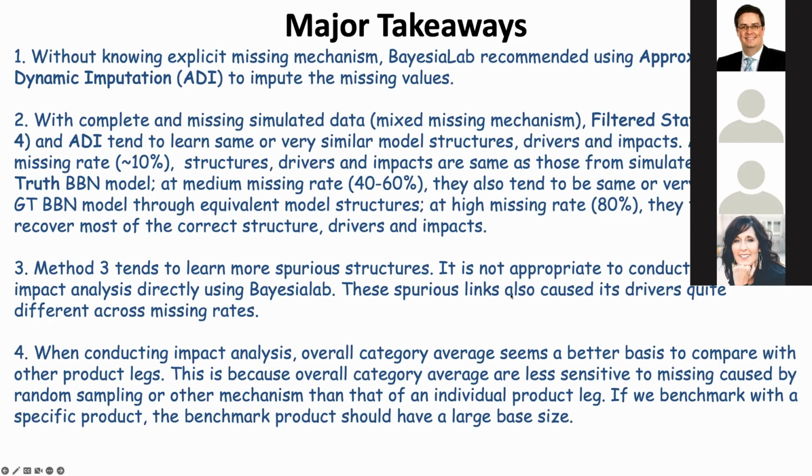So that means the implication is that if you really wanted to deal with this higher missing rate, probably either use ADI or filtered states. They're good. You don't replace the missing rate with a single value. So method 3 tend to learn more spurious structures, as we saw. These spurious links also cause these drivers quite different across missing rates. We saw in different missing rates.